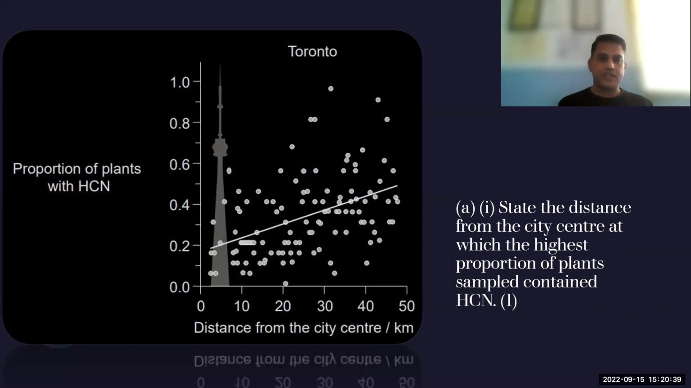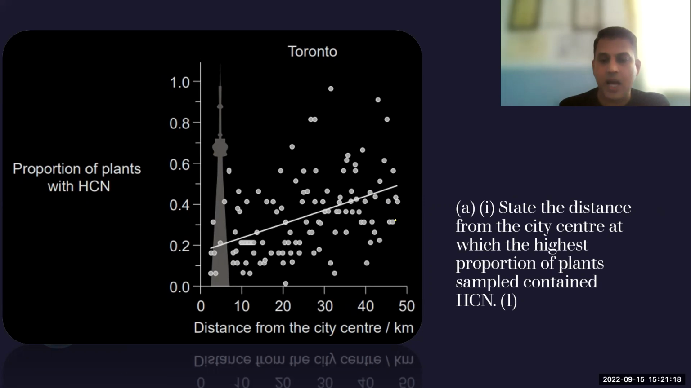Okay, this is the first set of data. On your y-axis, you can see proportion of plants with HCN, no units given, 0 to 1. And the x-axis is distance from the city center in kilometers, so 50 kilometers is the maximum. We can see the data scattered heavily. So this is the line, and state the distance from the city center at which the highest proportion of plant samples contain HCN.